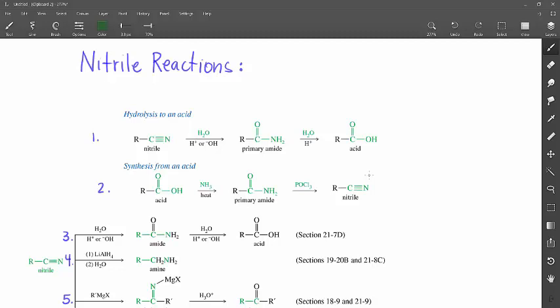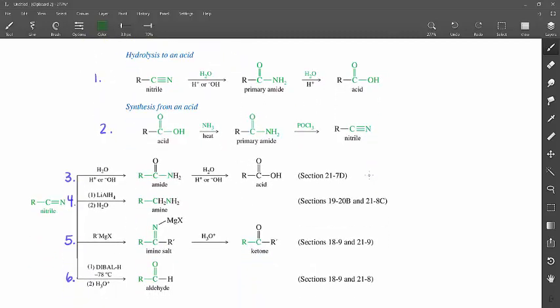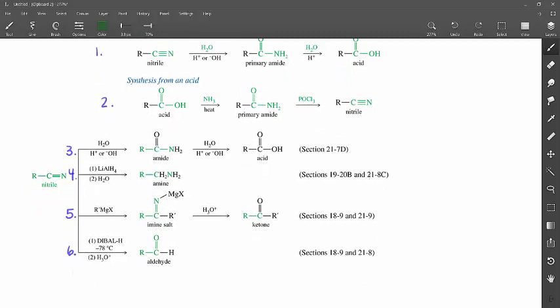All right, let's look at reactions of nitriles. Gonna do an example of each one of these. Actually, number 1 and number 3 are actually the same thing, but we can never have enough practice.